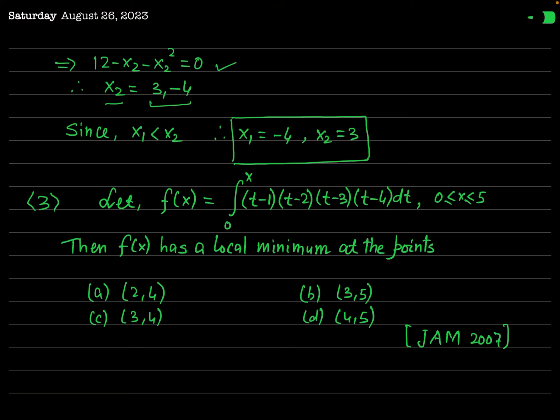But in our question, it is given that x1 is less than x2. So now see, x1 we have obtained, this is 3 and minus 4. x2 is also 3 and minus 4. So since x1 is less than x2, among these values, the smaller value will be of x1 and the larger value will be of x2. So x1 is equal to minus 4 and x2 is equal to 3.